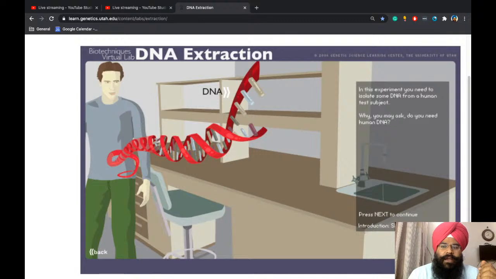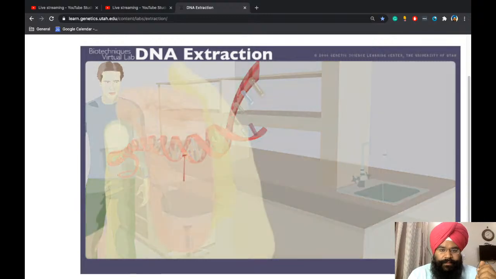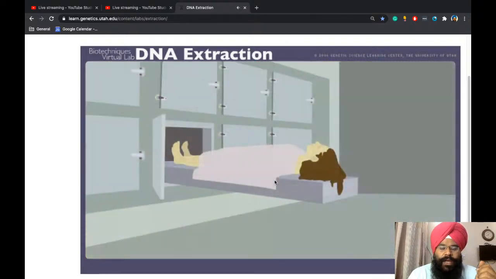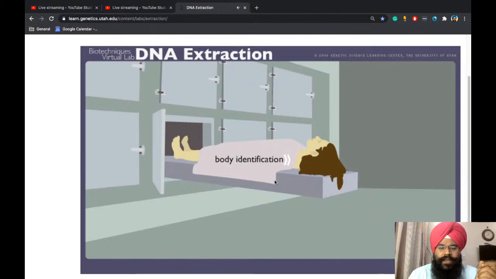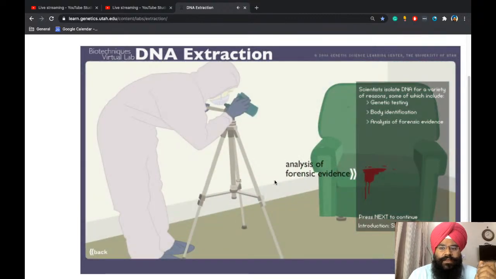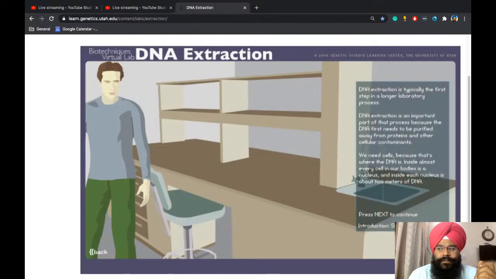In this experiment, we need to isolate DNA from human test subjects. So let's start. DNA needs to be isolated for DNA testing, body identification, or the analysis of forensic evidence. From all these different sources, we need to isolate DNA.